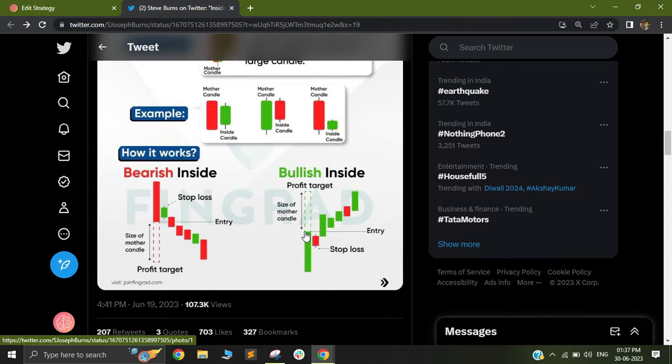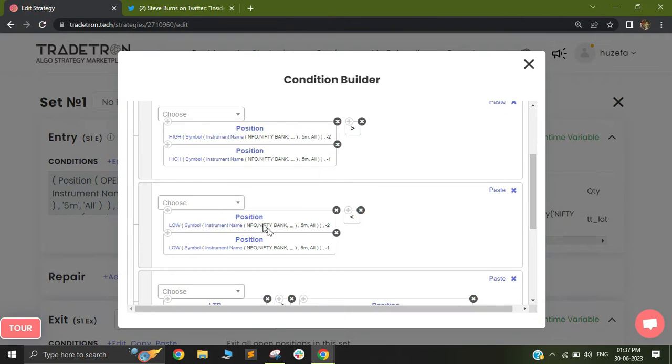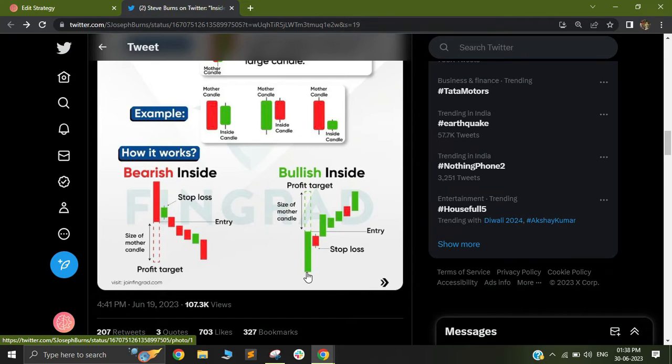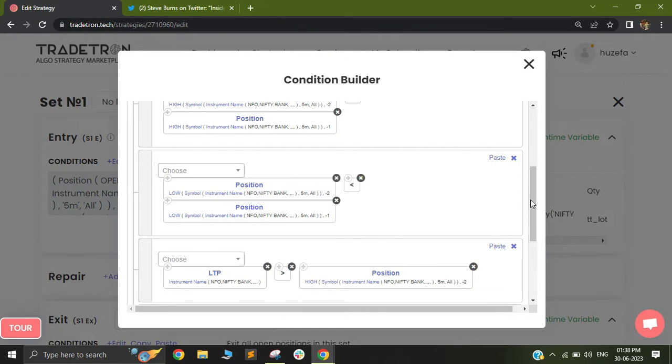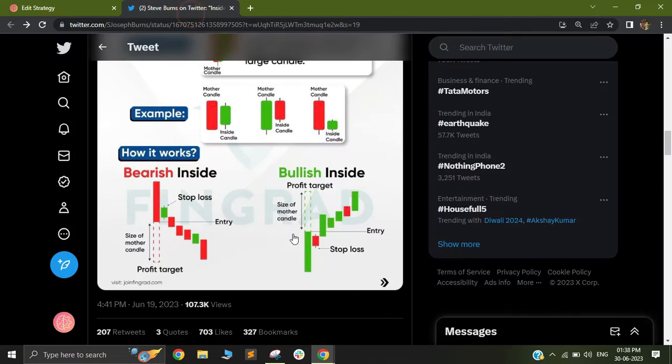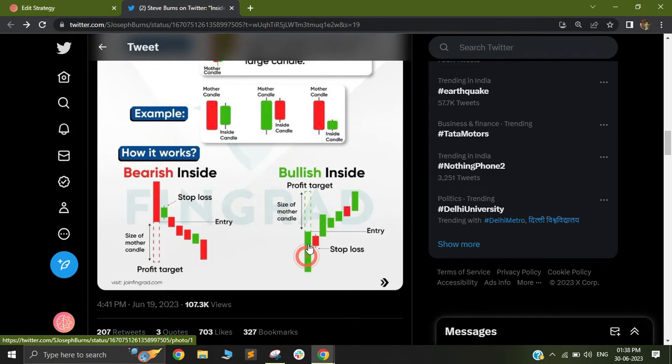So if you can see out here, the high of this candle is more than the high of this particular candle, which is built out here. Similarly, I'm also checking for the low. So the low of this candle has to be lesser than the low of this candle. So this is crudely what I have built. And finally, our entry logic, that is, if the LTP is more than the high of the -2 candle, which you can see out here. So if this is the -2 candle, and the LTP out here is more than the high of this -2 candle, in that case, we will take a trade.